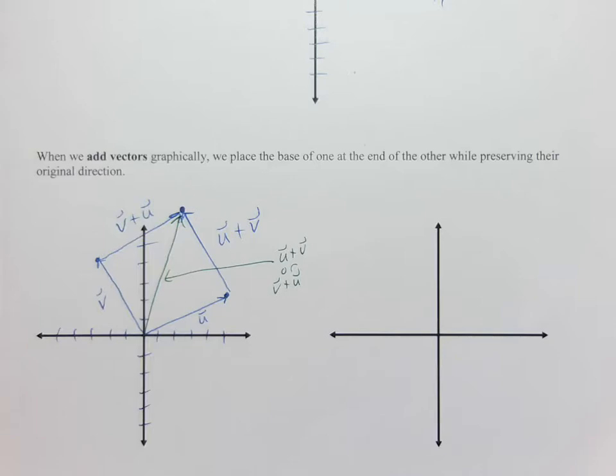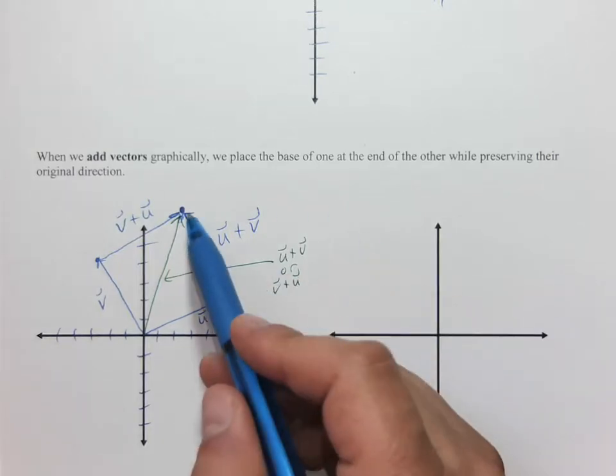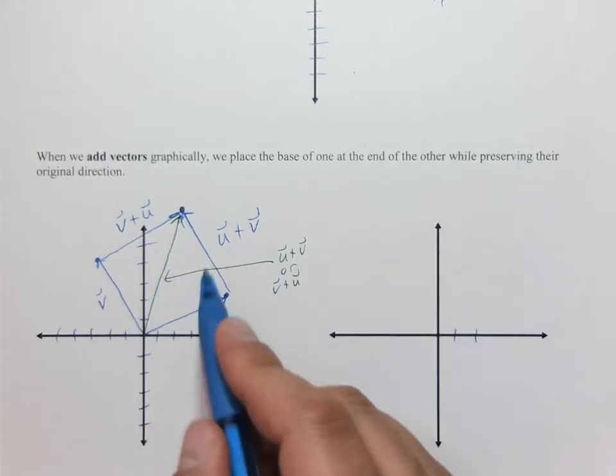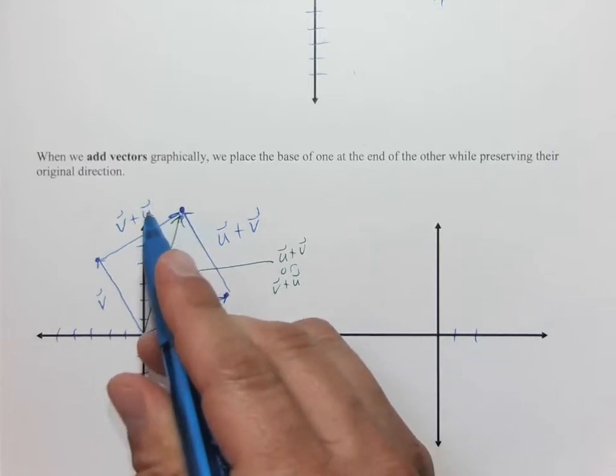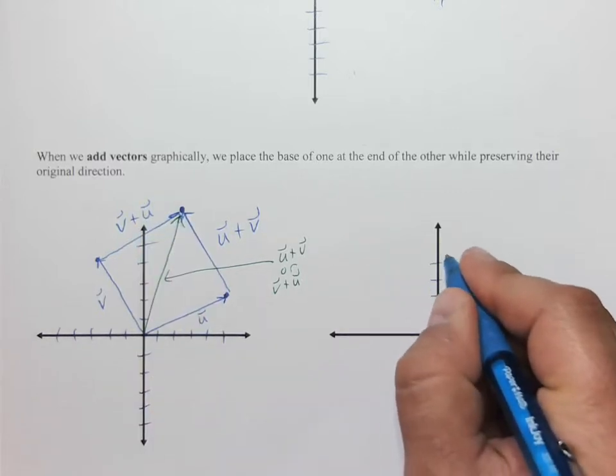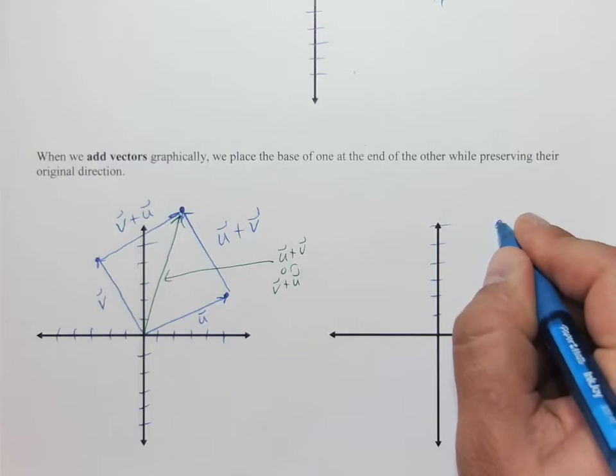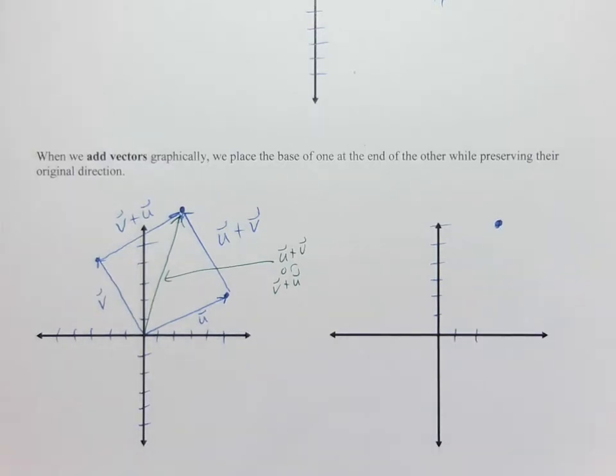Just to be really, really clear about that, I'm going to redraw it right here. So the vector u plus v goes to 2, 6. You can see right here, 2 up to 6. And so this, just to redraw it, is the vector u plus v.